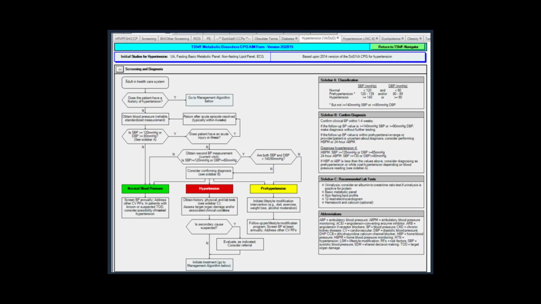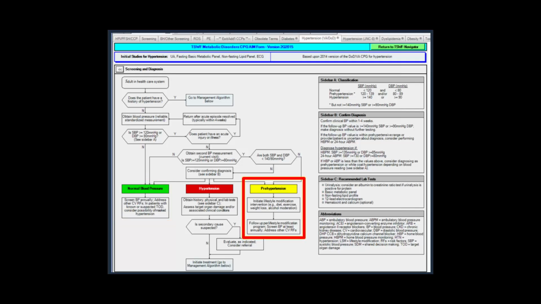The first algorithm deals with the initial diagnosis of hypertension. We don't want to rely on readings taken when the patient has an acute injury or illness, but provided that we have two readings on 2 different days, our patients can be split into one of 3 different categories. The first are those with a blood pressure under 120/80. This group has a normal blood pressure and should be screened annually.